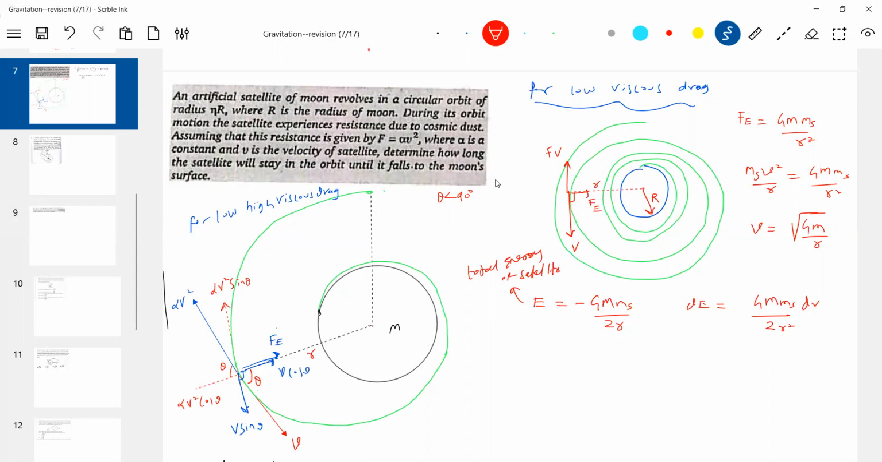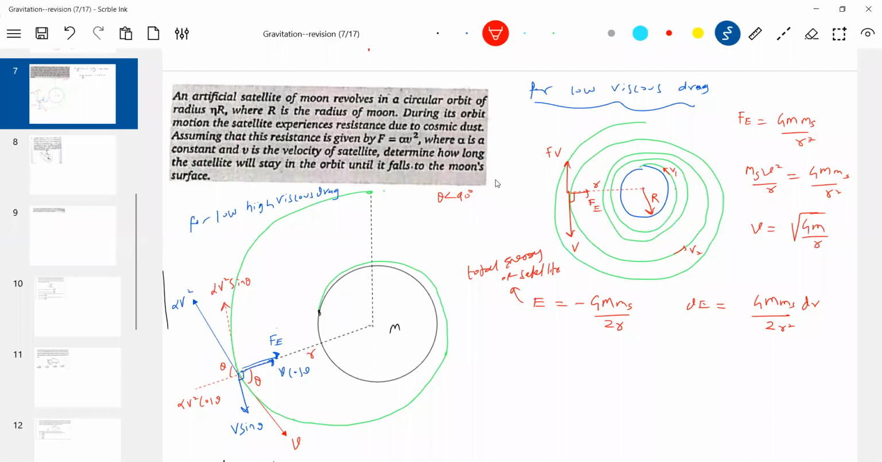A few small things. What will happen to the kinetic energy of the satellite? Increases or decreases? Before entering any calculations, first we should have a background. What will happen to the speed of the satellite as it approaches the surface? Let V1 and V2 be the speeds. V1 should be greater than V2 or V1 should be less than V2.